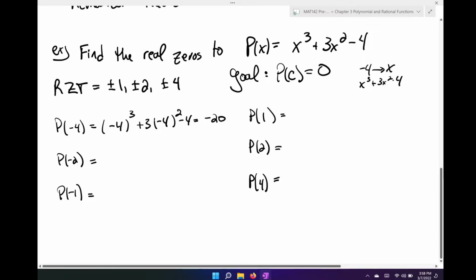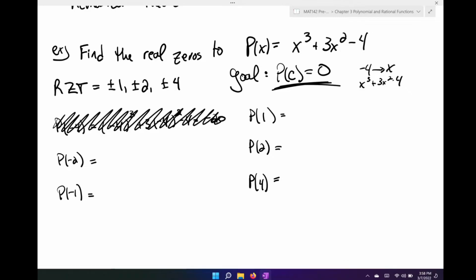Okay? Now, here's what we know. Our goal is p of c equals 0. In this case, p of negative 4 equals negative 20. So I know p of negative 4 is not a 0 to my problem. Okay? So now I'm going to go back to the calculator. I'm going to try p of negative 2.